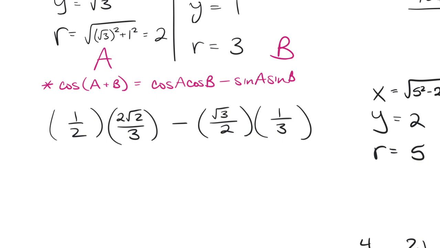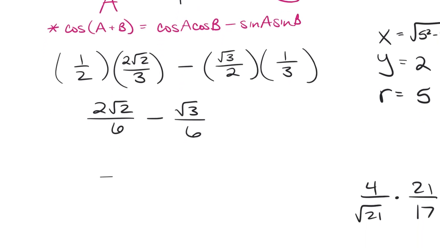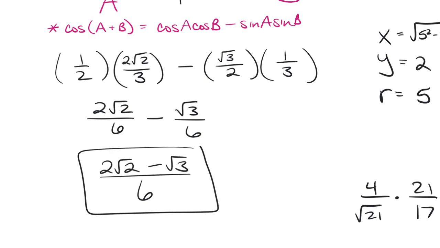Top times top, bottom times bottom. This becomes 2 square root 2 over 6 minus square root 3 over 6. Oh, that's nice. They're already a common denominator. I don't have to do hard work. This becomes 2 square root 2 minus square root 3 over 6. And that's it. Why even start with this one?